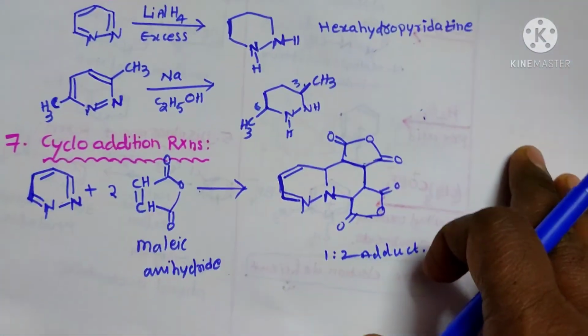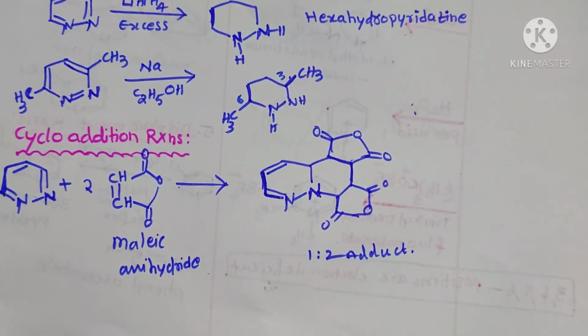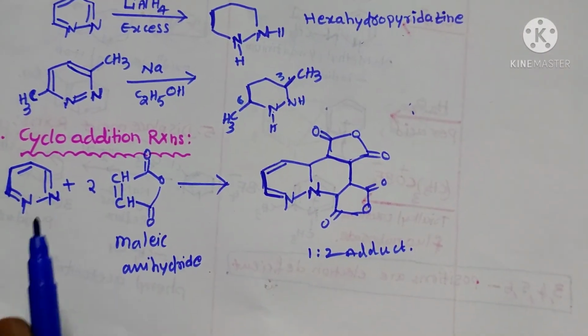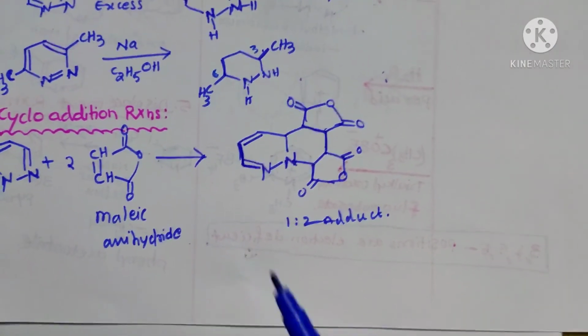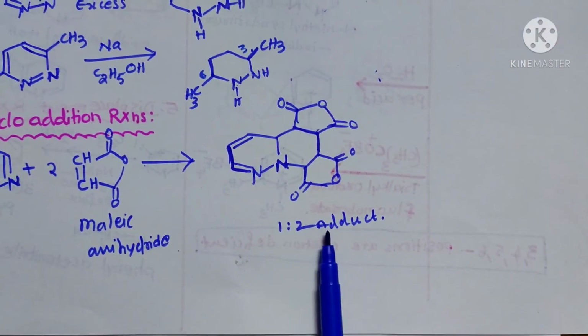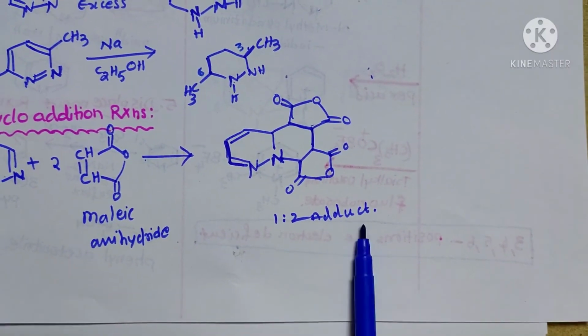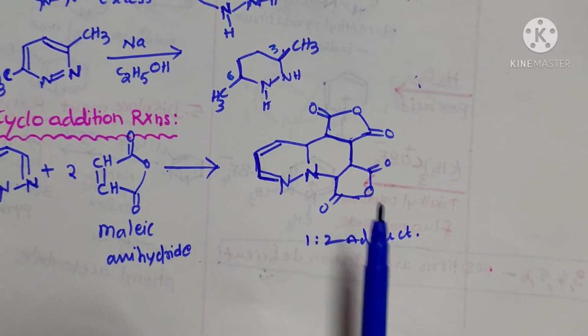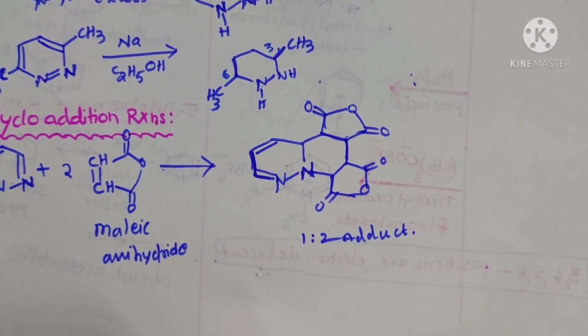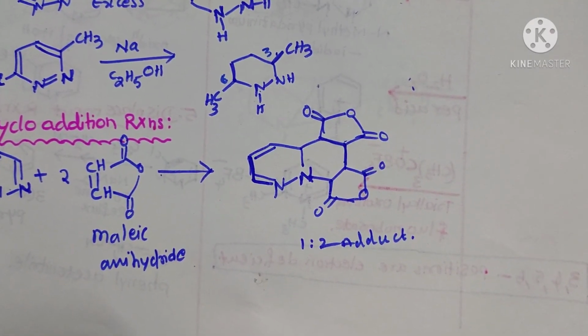Here the pyridazine shows some cycloaddition reactions also. When this pyridazine is treated with the maleic anhydride, we get the 1:2 adduct product here. This is addition product. We call addition product as the adduct. So we get this adduct.